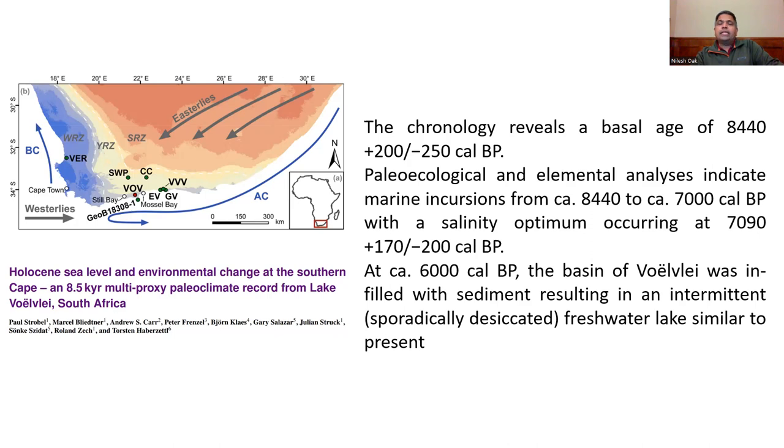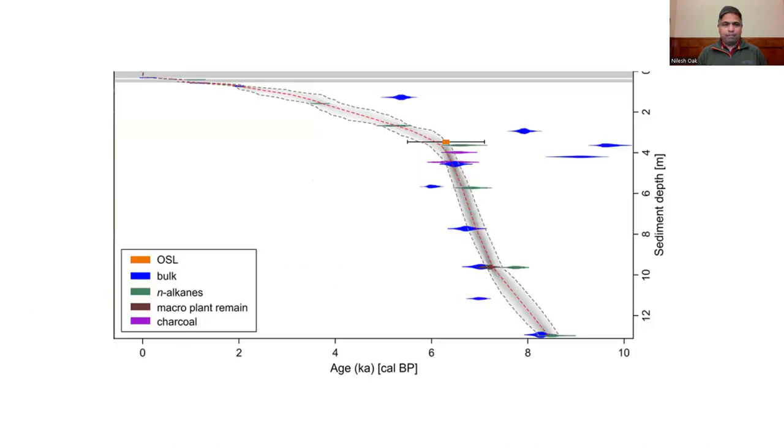All right. And then after 6,000 BC, this particular basin of this lake was infilled with sediment, resulting in an intermittent freshwater lake similar to present, which is to say what? There is not much movement after that, and the sea levels have stabilized. Okay, that's what it is saying. Very consistent with what we have seen before. As I said, remember 5525 BC, but also remember 4000 BC, which is same as 6000 BP.